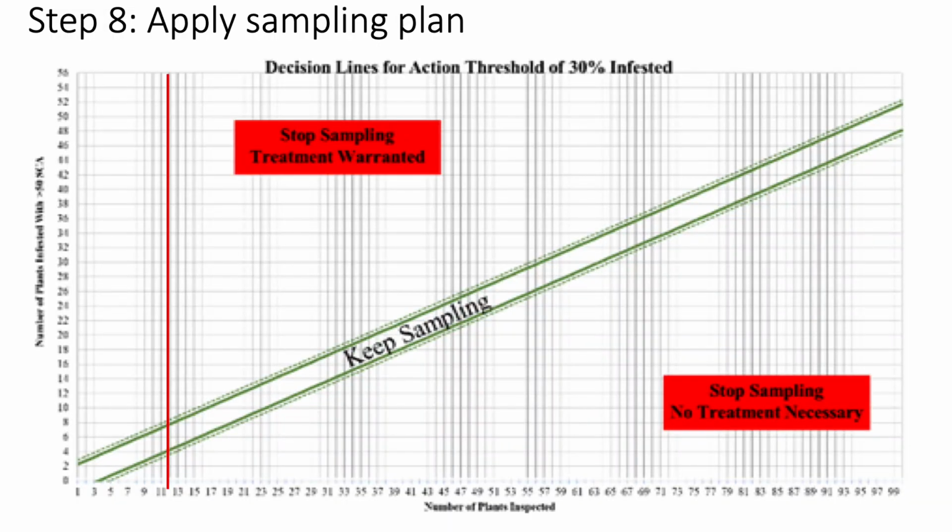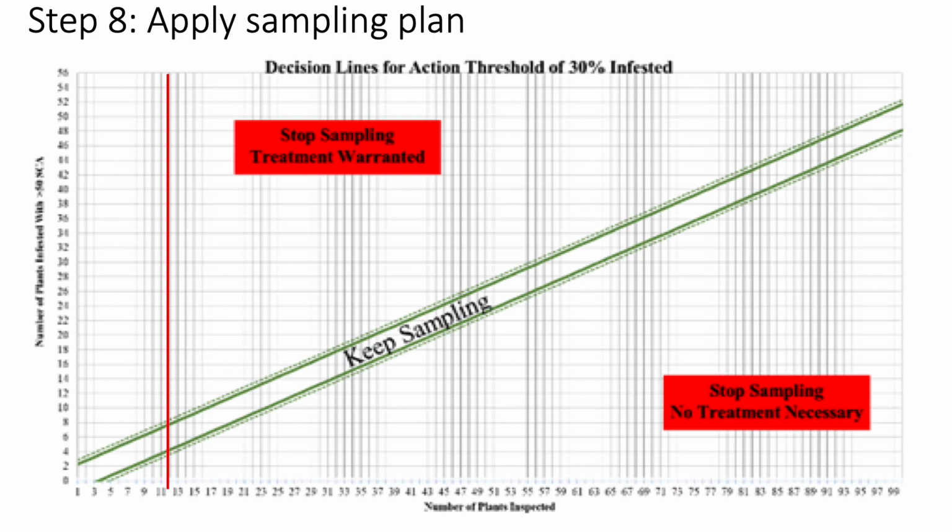So this is what the deliverable starts to look like for producers. We take those stop lines and make it into more of a graphic where they can see when to stop sampling based on number of plants inspected and number of plants with 50 or more. So say you sampled 17 plants, and if out of those 17, less than 2 were infested with 50 or more, you're done sampling.